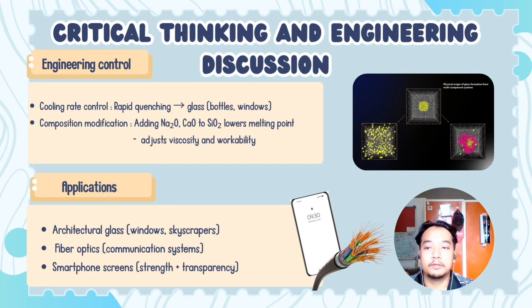Different manufacturing techniques are also used to control cooling. For example, the float glass process produces smooth, flat glass for windows, while the fiber drawing process rapidly cools molten glass to produce strong glass fibers for communication systems. Finally, understanding glass formation is important because it has many engineering applications. Glass is widely used in building windows, laboratory equipment, optical fibers, and smartphone screens because of its transparency, durability, and also resistance to corrosion.